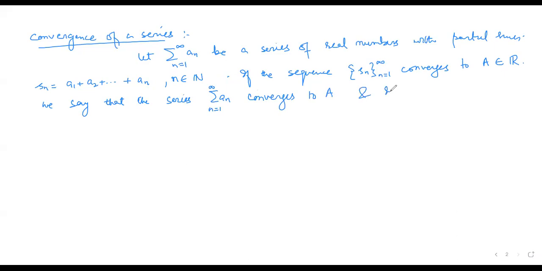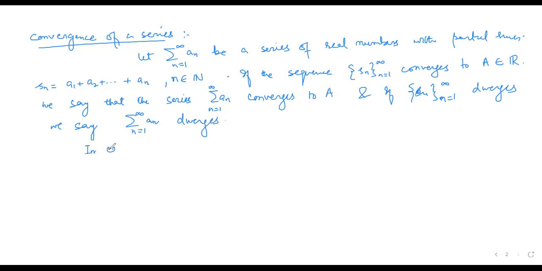And if Sn, n runs from 1 to infinity, diverges, we say that summation n runs from 1 to infinity a_n diverges.